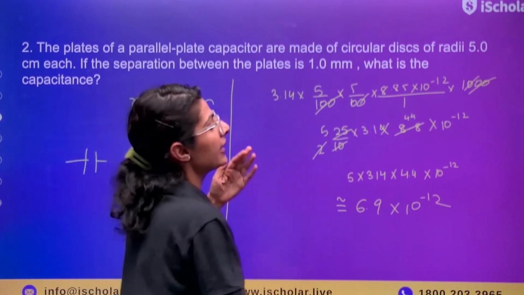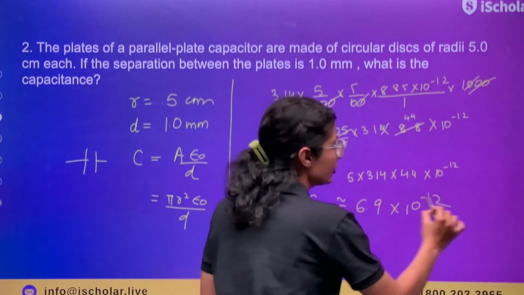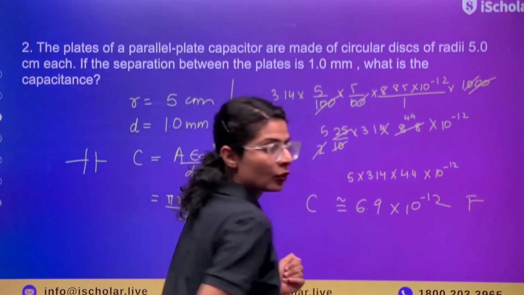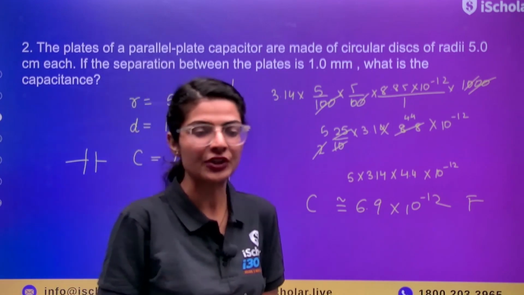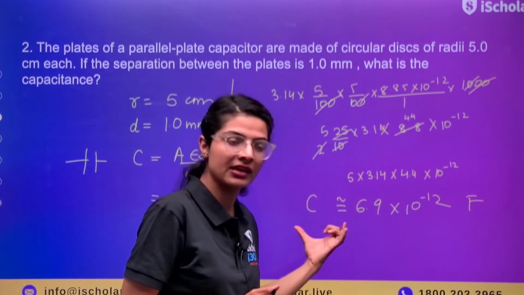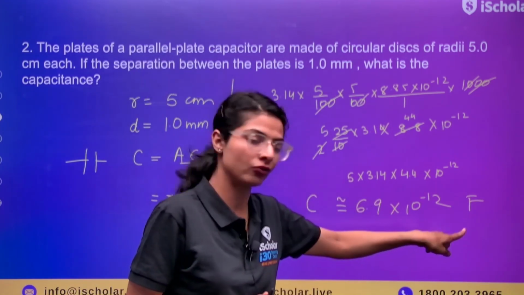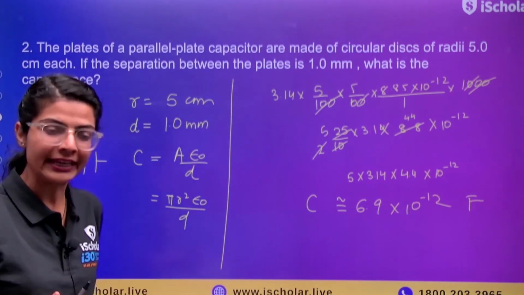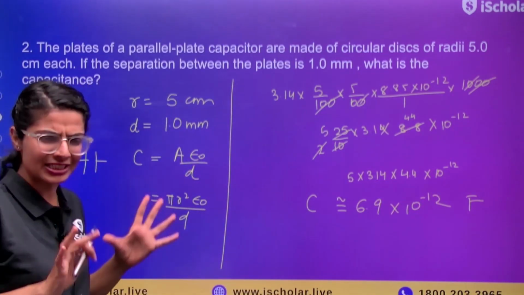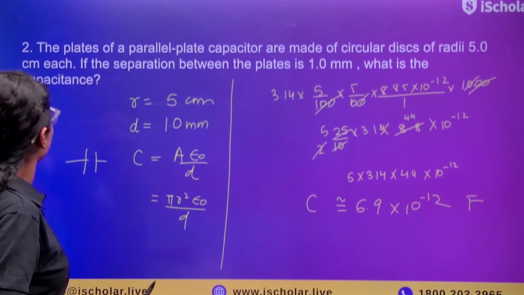What is this? Capacitance. So I'm writing the unit, which is farad. Always pay attention, whenever you write the value for any physical quantity, write the units along with it. Again, a very simple question, not much concepts were involved.